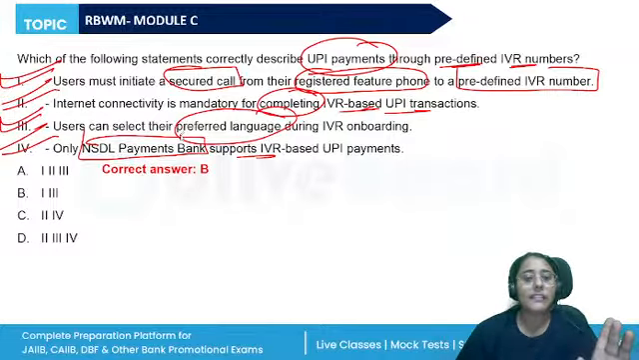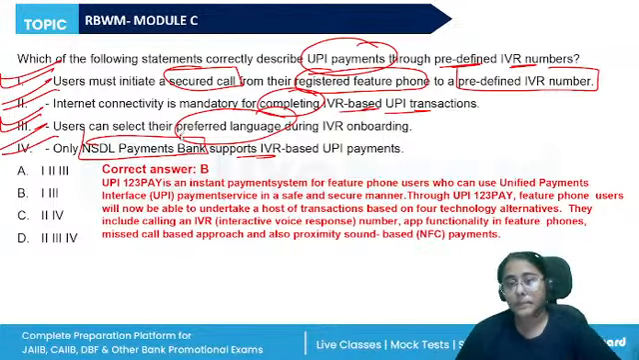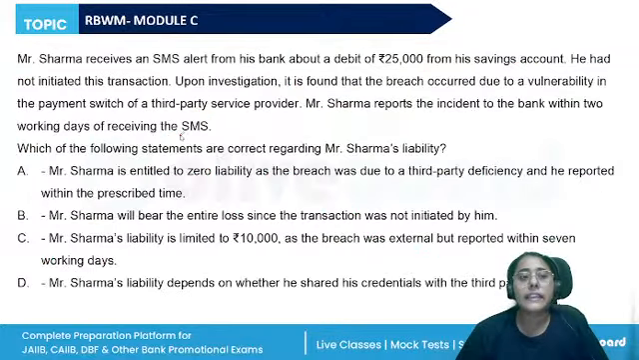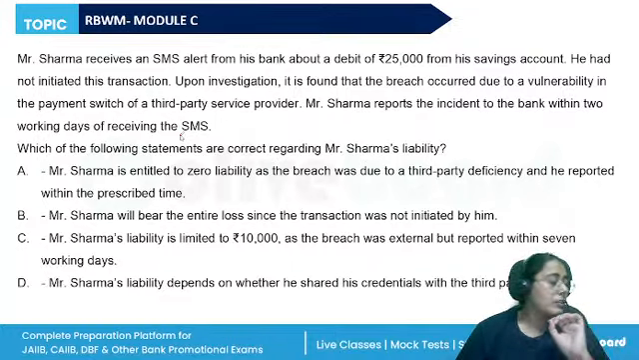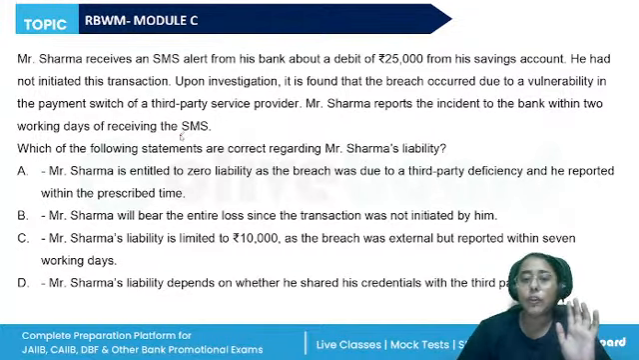So the correct answer is B, 1 and 3 only. Internet connection is not required, and NSDL Payments Bank is not the only bank offering this service. All right. Other than the IVR, we can also use the UPI 123 Pay through the missed call. A number will be located at the merchant location.